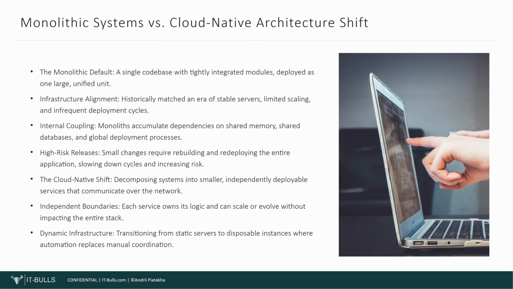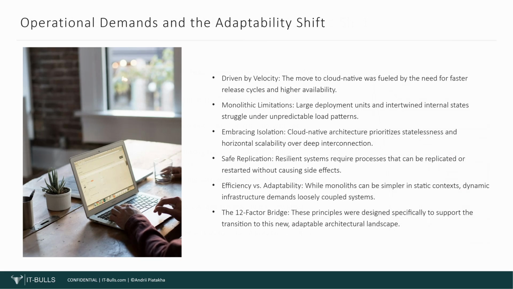Now contrast this with the shift toward cloud-native architecture. Instead of building one large unit, systems are decomposed into smaller, independently deployable services. Each service owns its boundaries, communicates over the network, and can scale independently. Infrastructure is dynamic rather than static. Instances are expected to be disposable. Automation replaces manual coordination.